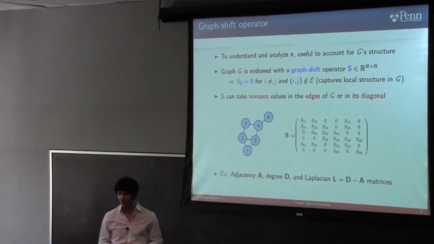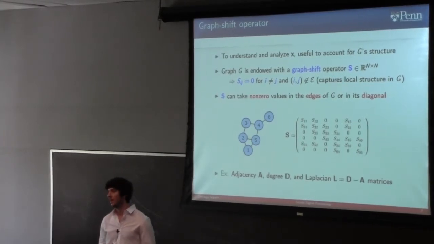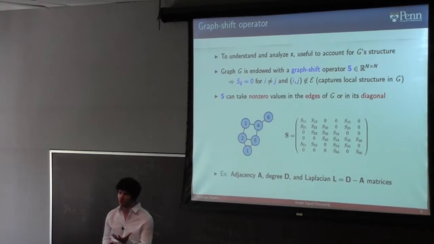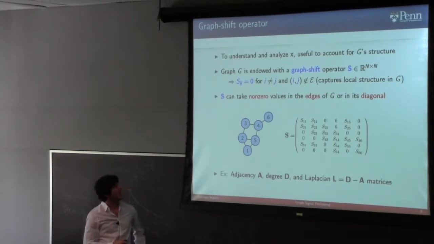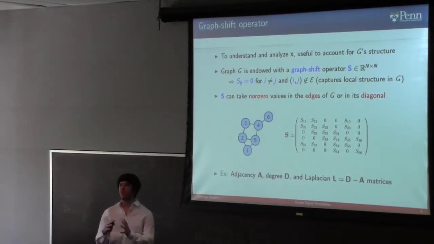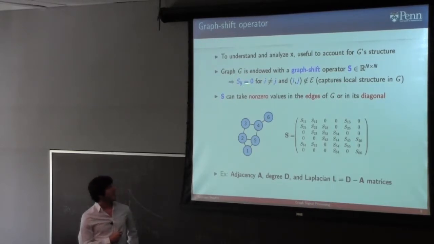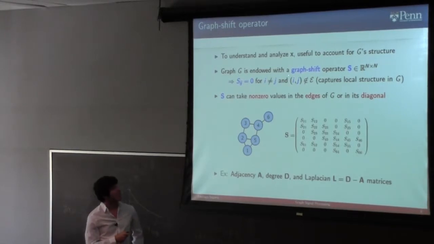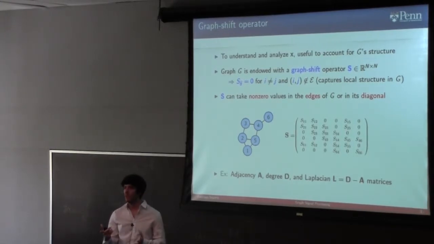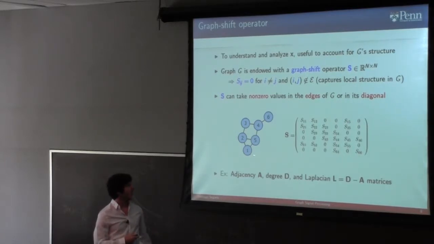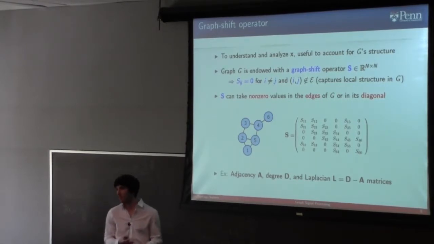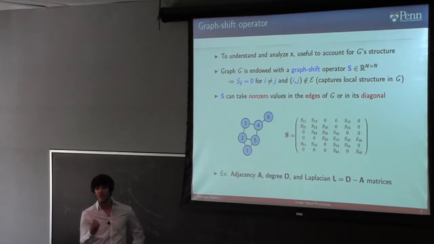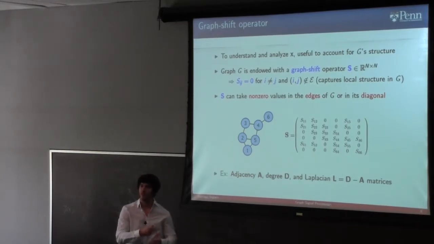Then we have the graph shift operator. So we said that somehow we need to relate the signal with the underlying graph. The graph shift operator is the one that will capture the structure of the underlying graph. This is just a matrix of size n by n, where n is the amount of nodes. And this matrix inherits the sparsity of the graph. So we will say that S_ij must be zero if it is an off-diagonal element and does not correspond to an edge in the graph. For this simple example here, S12 can or cannot be zero, right? But S13 must be zero because there's no edge between 1 and 3. So in this way, S is a local operator, and admissible choices of S are, for example, the adjacency or the Laplacian matrix of the graph, etc.